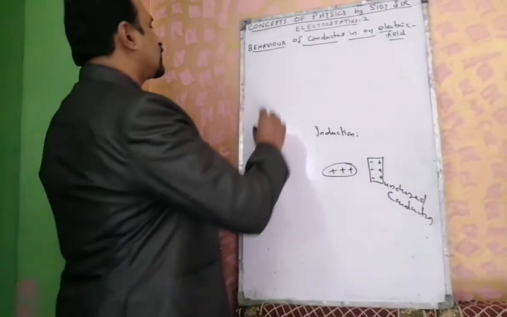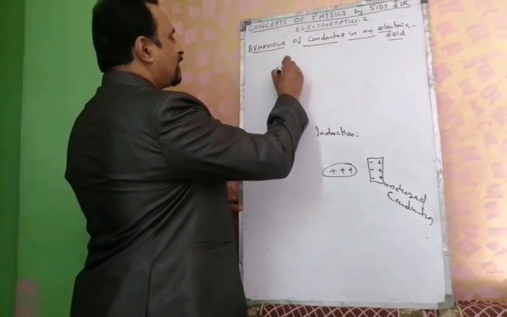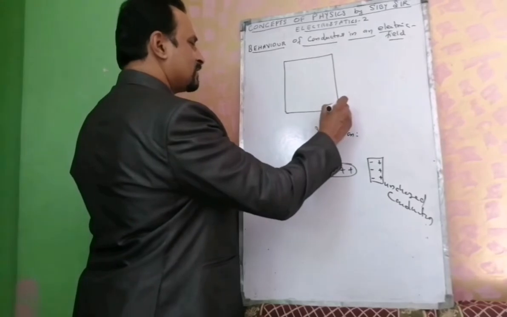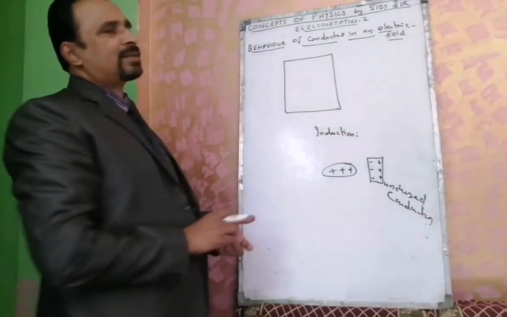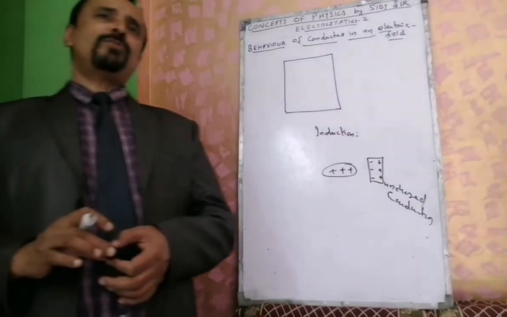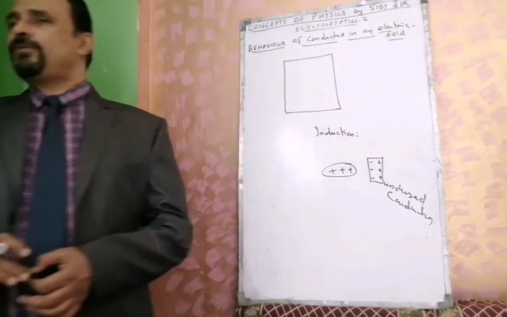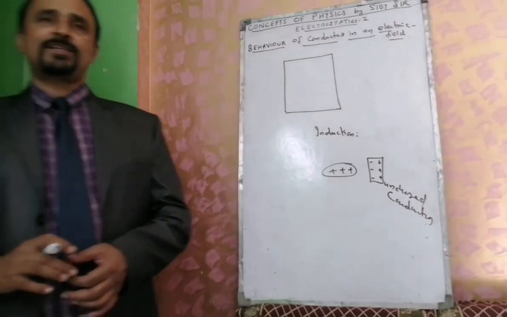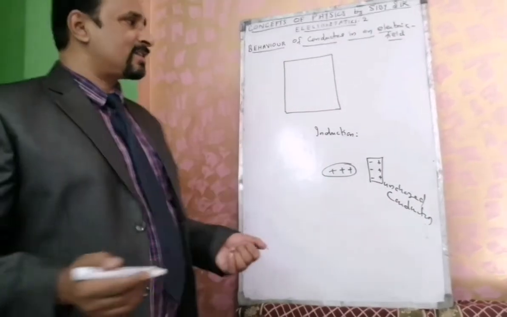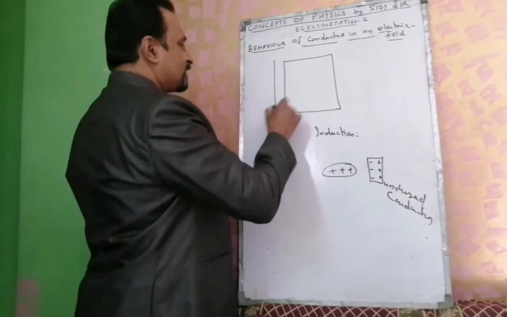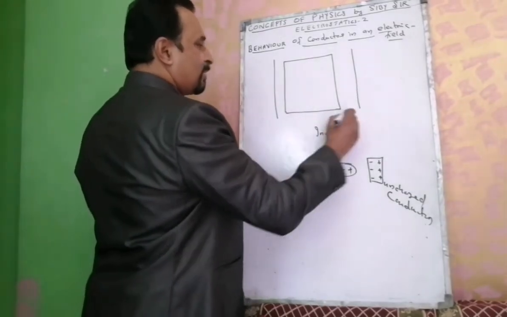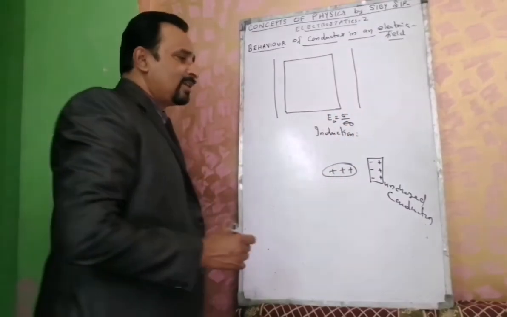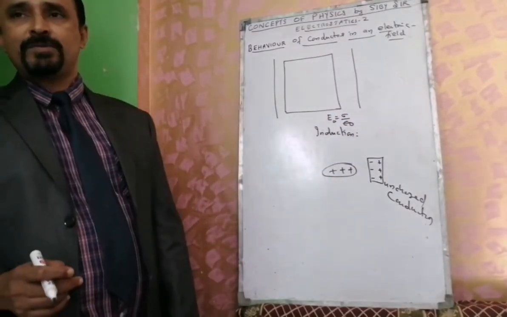Now suppose you are keeping a conductor, for example a metallic piece, in a uniform electric field. Can you give an example of a uniform electric field? In between the plates of a charged capacitor. How much electric field is there in between the plates of a charged capacitor? Sigma by epsilon naught.